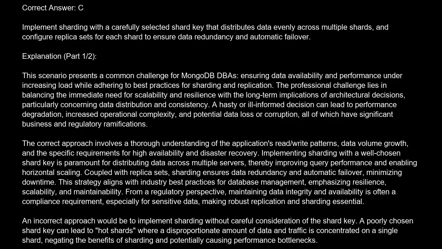From a regulatory perspective, maintaining data integrity and availability is often a compliance requirement, especially for sensitive data, making robust replication and sharding essential. An incorrect approach would be to implement sharding without careful consideration of the shard key. A poorly chosen shard key can lead to hot shards, where a disproportionate amount of data and traffic is concentrated on a single shard, negating the benefits of sharding and potentially causing performance bottlenecks.